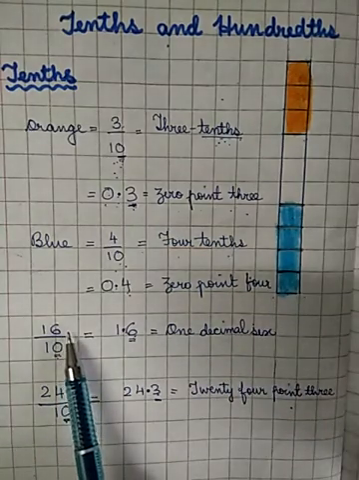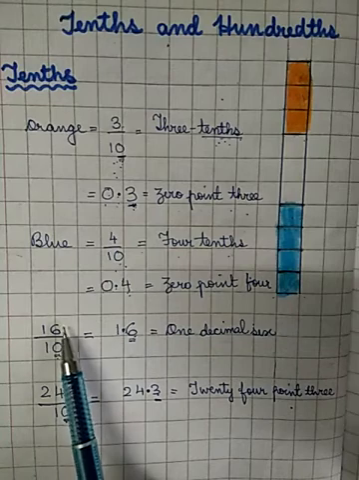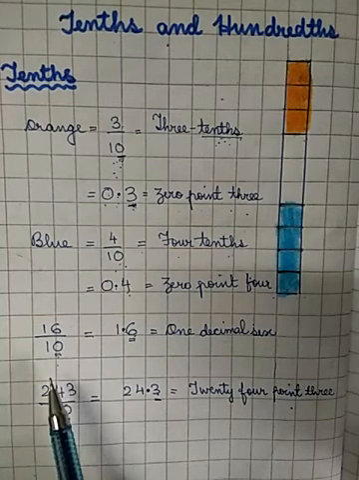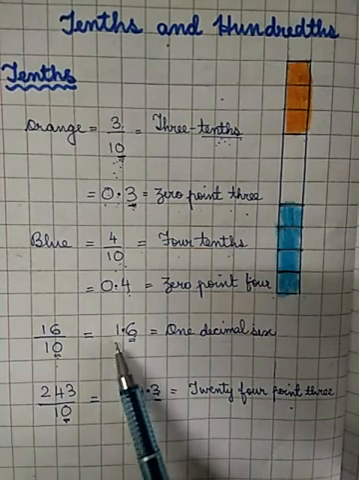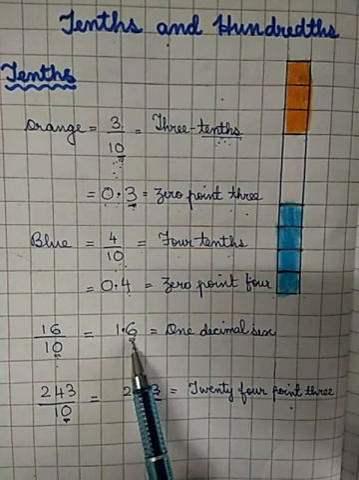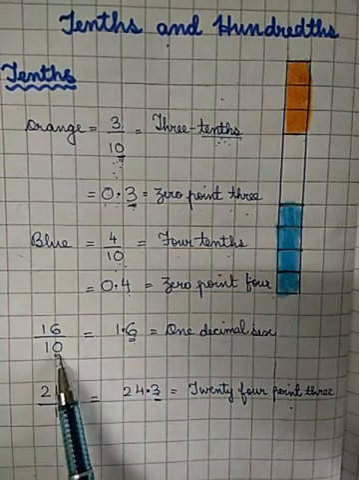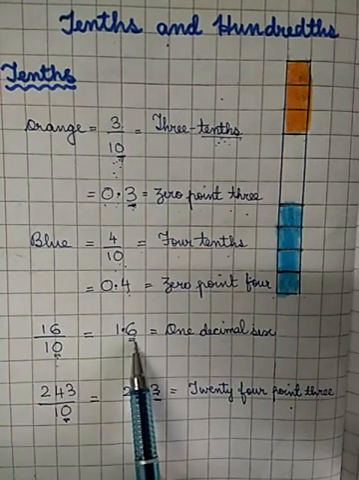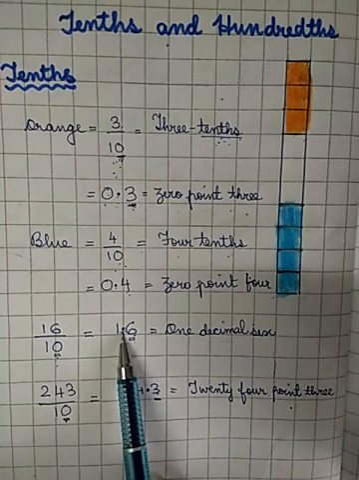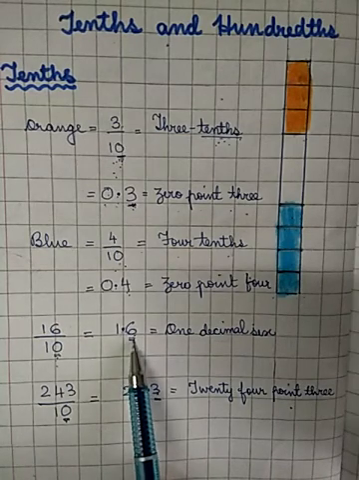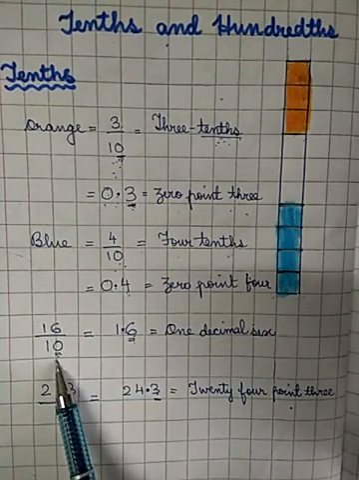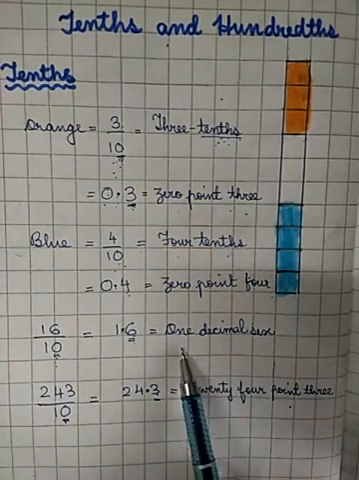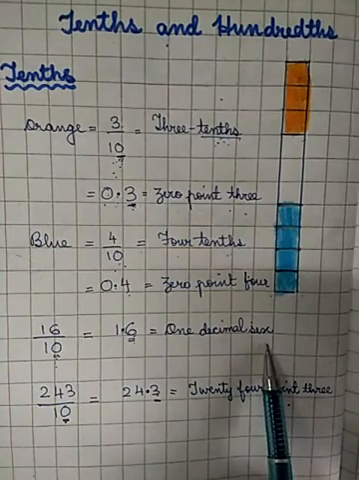You can have bigger number in the numerator also. If you write 16 by 10, it is 16 tenths. And how do you write it in decimal? First you write 16 as it is. And then you count the number of zeros. How many zeros? 1 zero. And from the right, you come and put a point here. So after the point there is 1 digit, that means there is only 1 zero. And this number is 1.6.